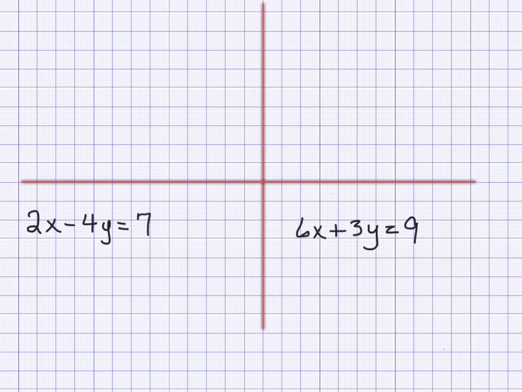You might see a question like this. Are these two lines perpendicular to each other or parallel to each other or neither of those things? Let's see. So I don't know what the slope is yet. Let me put these both in slope-intercept form.